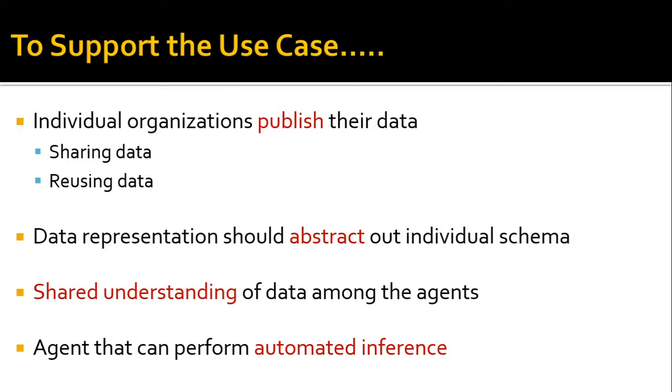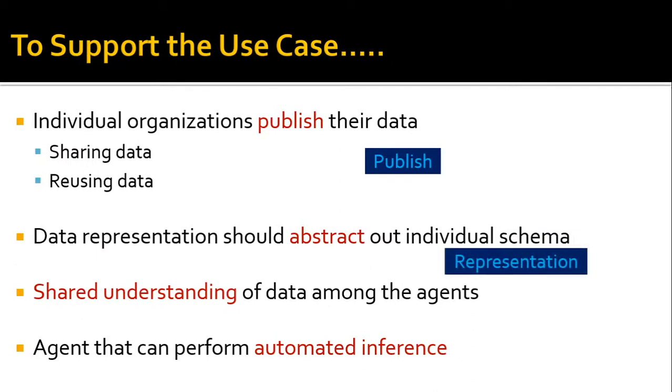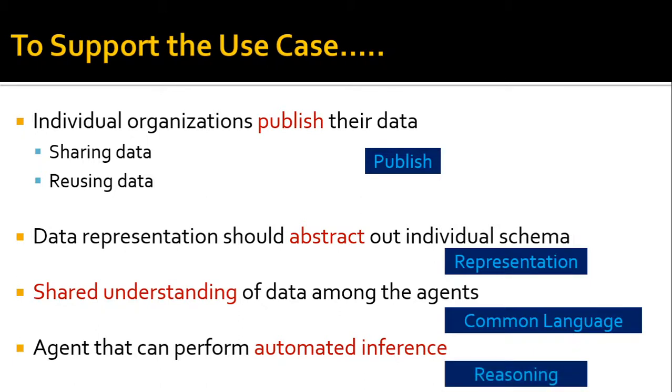So what are the core requirements then? One can publish data, one can represent the data in an abstract form, there should be a common language through which these agents or programs will be able to talk, and then there should be support for reasoning, right? So I can say these are the broad requirements to realize the semantic web.